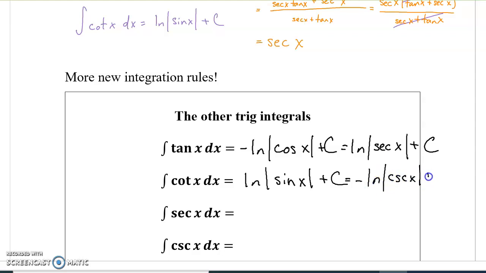And again, that is another nice way of writing that answer: negative the natural log of the absolute value of the cosecant of x. Anyway, we also know that the secant of x integrates to, we just saw that, the natural log of the absolute value of the secant of x plus the tangent of x.